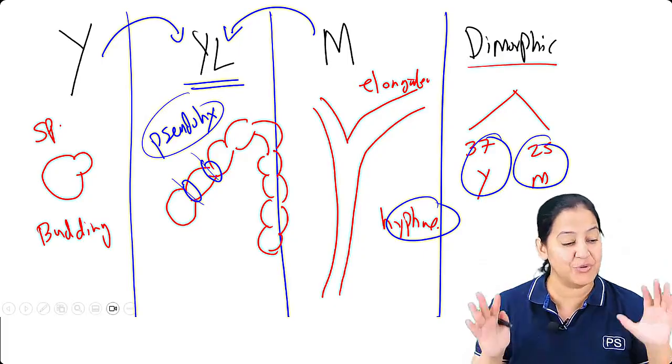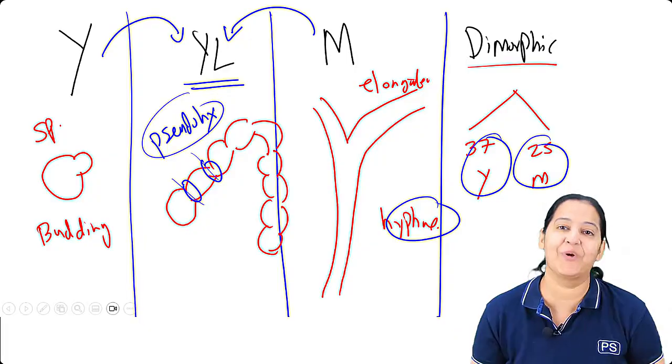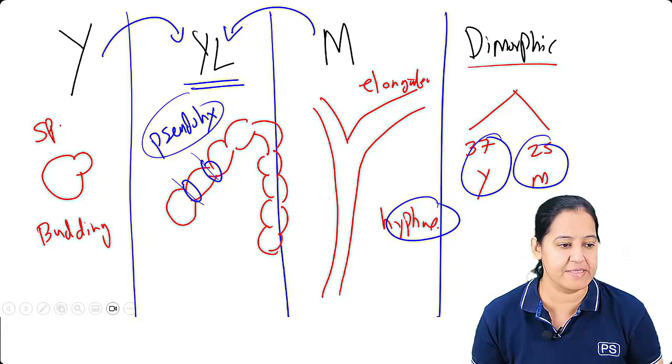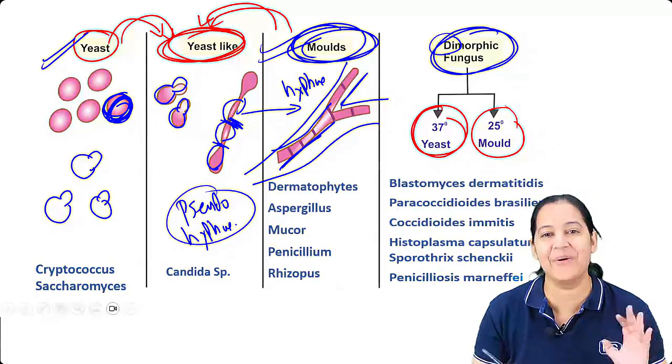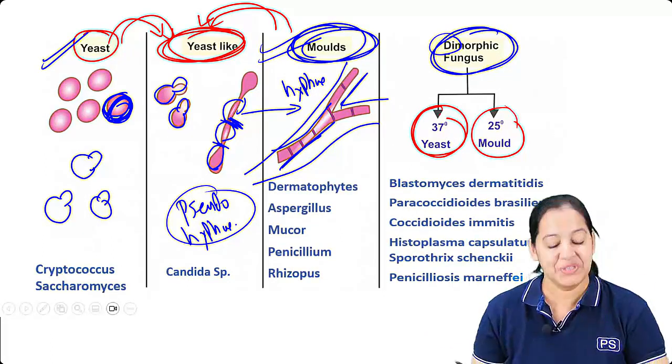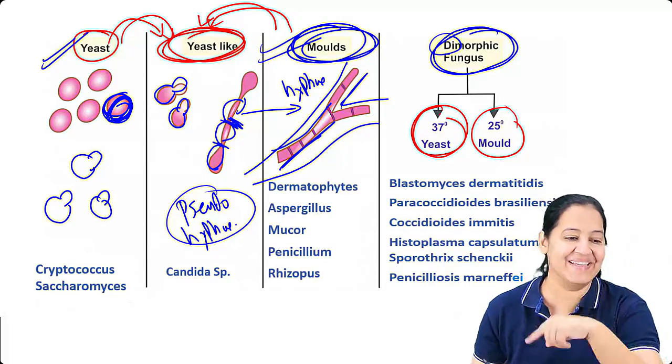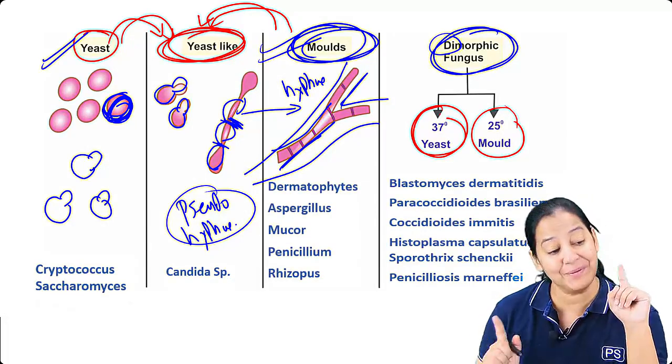So basically, you should understand the fungus. Make friends with it first, then I will teach you fungus by fungus. This is the classification. Nobody is going to ask you the classification. They are going to ask you the example in each category. So you have to learn the example in each category. That is important. Okay, so the examples are important.